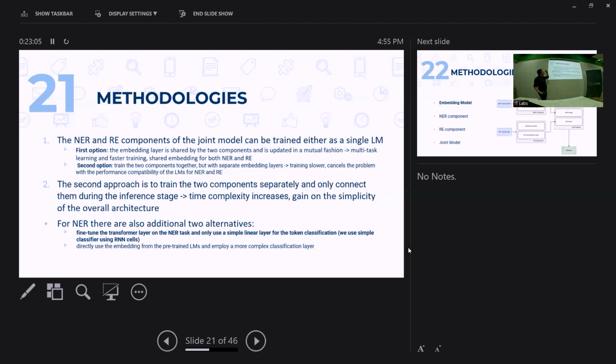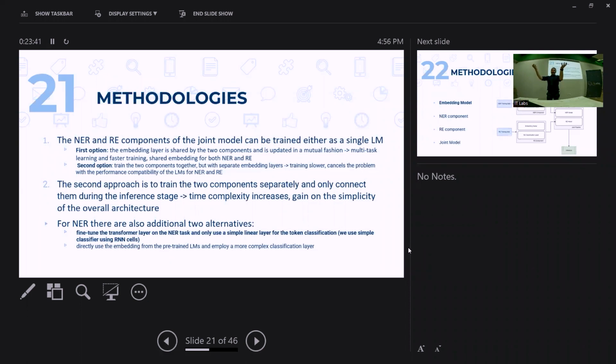And the second option is to train the two components together, as one component, but with separate embedding layers. So we will have different trained embeddings for NER and different trained embeddings for relation extraction. Of course, the training is slower, but it cancels the problem with performance compatibility of the language model for NER and RE, because we have two embedding models.